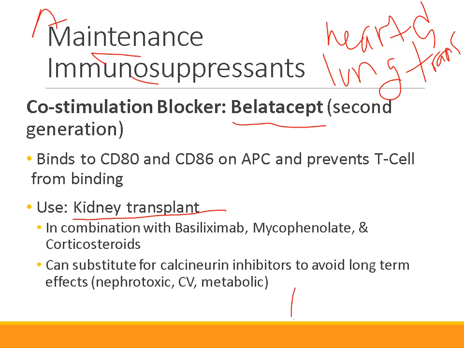There's also a first-generation co-stimulation blocker that's called abatacept. Sorry, I can't write it up there. Abatacept. Again, a co-stimulation blocker, and this is approved for use in RA, rheumatoid arthritis.